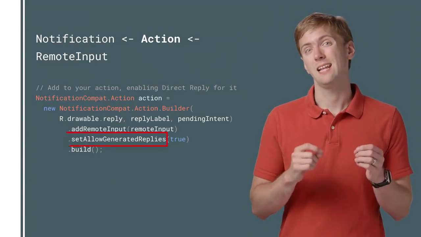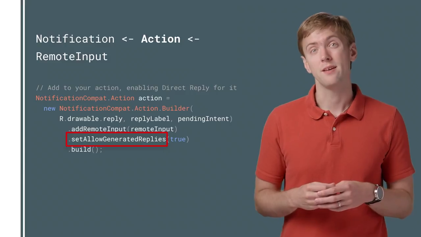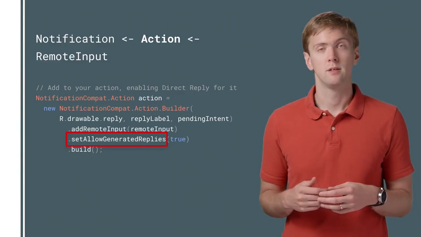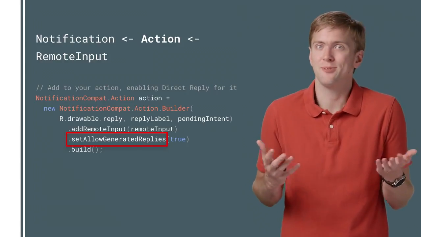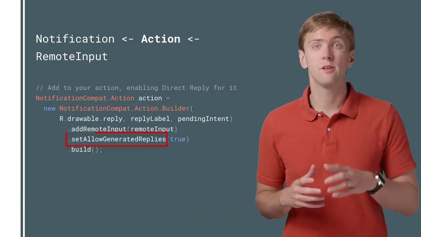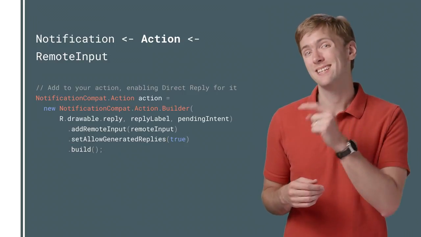There's also a set allow generated replies method if you want to enable Smart Reply on Android Wear 2.0 watches. Well, we are trying to make things easy for users, right? Totally worth enabling. There is one other thing we need to be aware of, the pending intent we're passing in here. Turns out what kind of pending intent you pass in matters a lot.